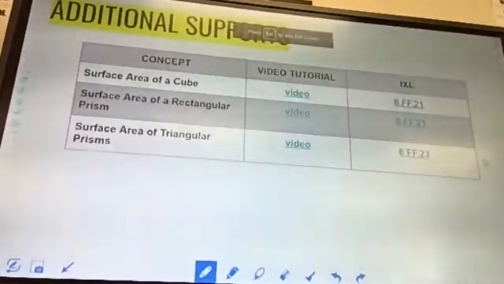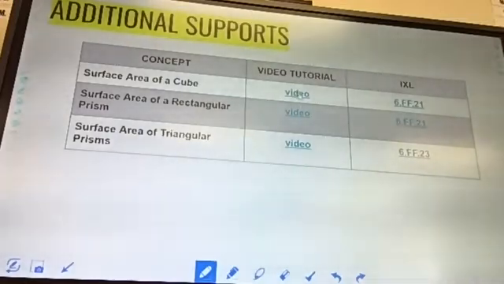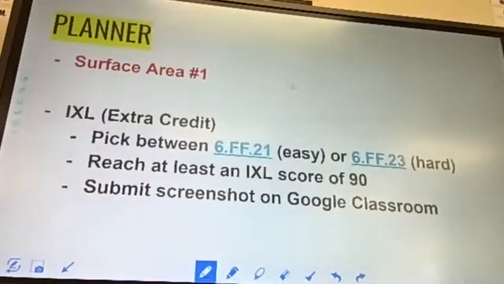If you need additional supports, I've linked video tutorials for each of these topics that you can watch for Math with Mr. J, and then iExcels that relate to those specific 3D prisms to give you some more practice. Last but not least, in your planner, please make sure you write down surface area number 1. And for extra credit, iExcel, pick between surface area of cubes and rectangular prisms or surface area of triangular prisms. Remember, the more practice you get, the better you become. Make sure you reach a score of 90 and submit a full screenshot.